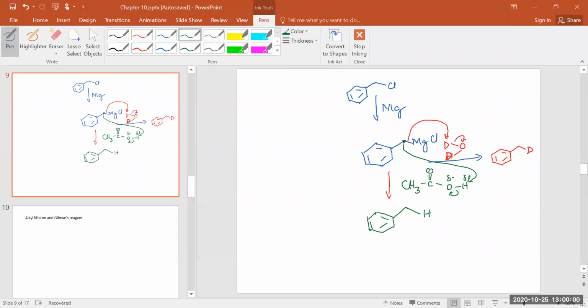Hydrogen. Similarly, suppose you take methanol. In the case of methanol, the same reaction will happen, because oxygen is polarized and active. So this will be the product.